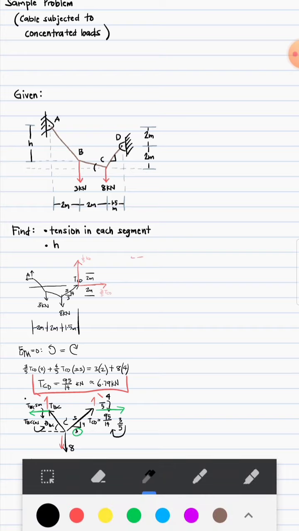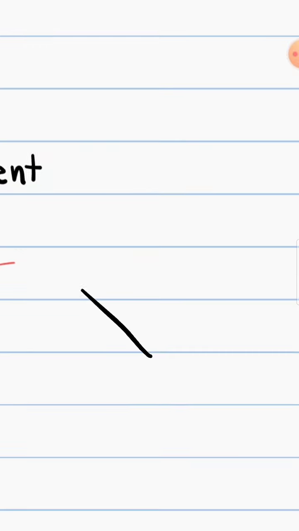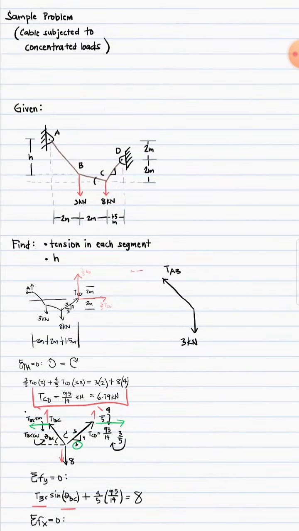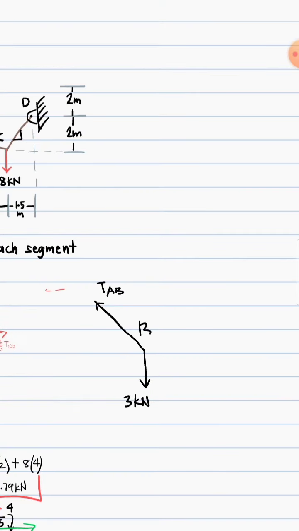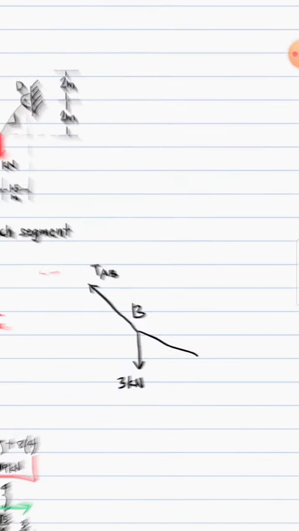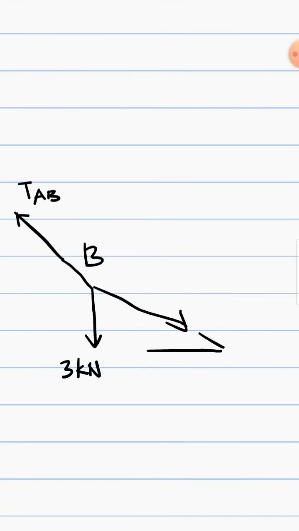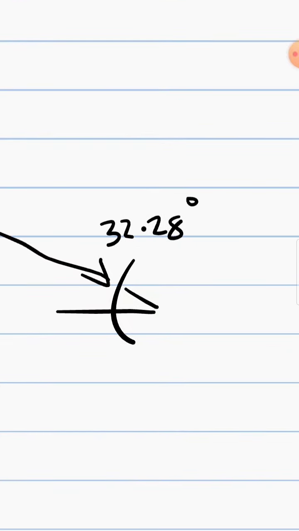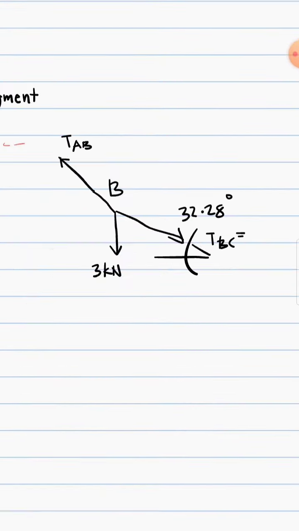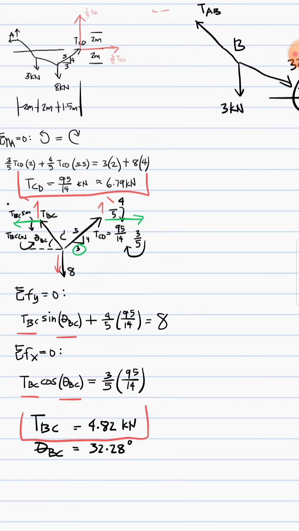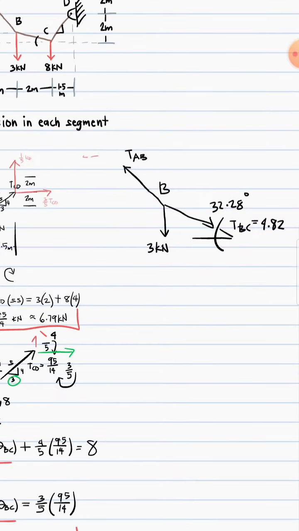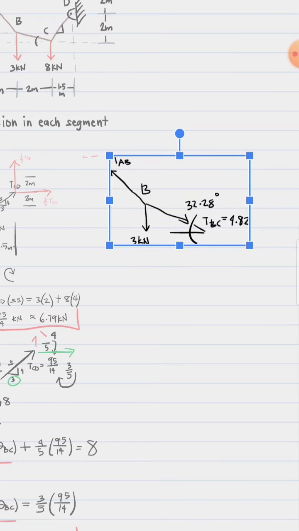So, let's draw the free body diagram. This is tension AB. Here, tension AB. This is 3 kilonewtons. We know that that's point B. Then, here, we have a force that is inclined 32.28 degrees. That's theta BC. And TBC is equal to this one. We've just calculated 4.82 kN. And then, what's the slope of this TAB?